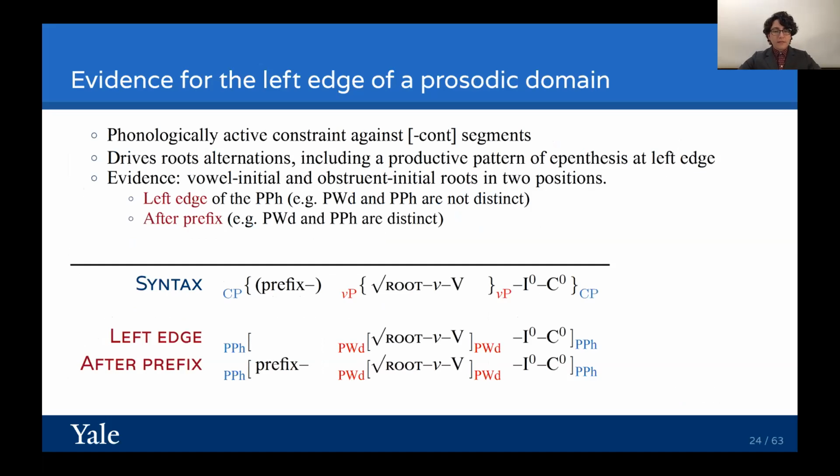So what I want to show in this section is that there is a phonologically active constraint against non-continuant segments that holds at the left edge of the prosodic word. And this constraint is going to drive root alternations, so that's what we will use as evidence for this constraint. In order to do so, we must look at roots in two different positions. One is the root when it stands at the left edge of the prosodic phrase, because in this position, the left edge of the prosodic phrase and the left edge of the prosodic word are the same. And the second location is looking at the root after any kind of prefix, because in this location, the left edge of the prosodic word and the left edge of the prosodic phrase are distinct.